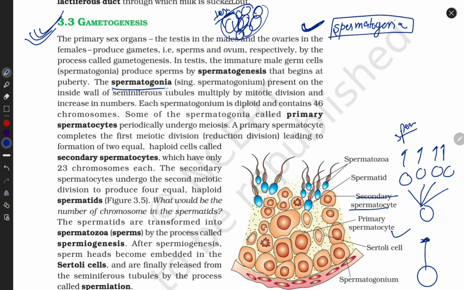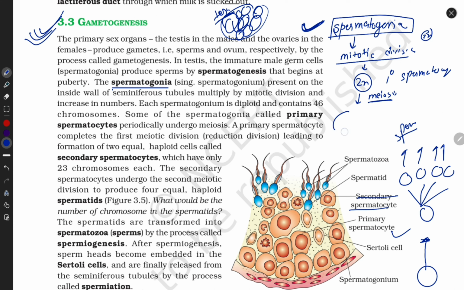Okay. Now, spermatogonia, what do they do? They go and take part in meiotic division. And now, they form what? Primary spermatocytes. I am writing here primary spermatocyte. Now, this primary spermatocyte will go into meiosis. If this is a 2n cell, so this is also 2n. And now they go into meiosis.